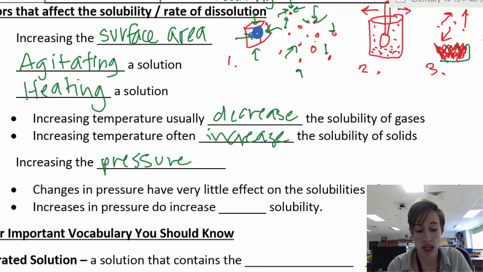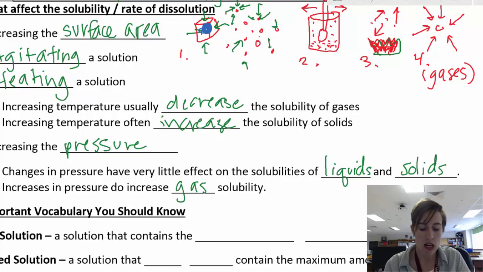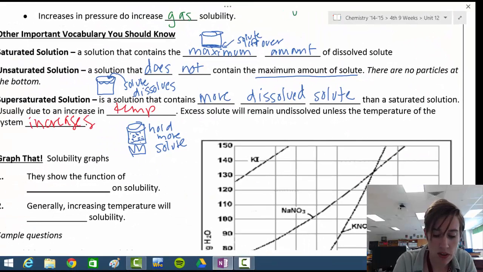That's because changes in pressure have very little to do with the solubility of liquids and solids. It really only changes the solubility of gases, okay? So if we increase pressure, if I push on a gas, it actually helps the gas to dissolve. So that's picture number 4. Here's a little bubble of carbon dioxide inside of the Coke can.